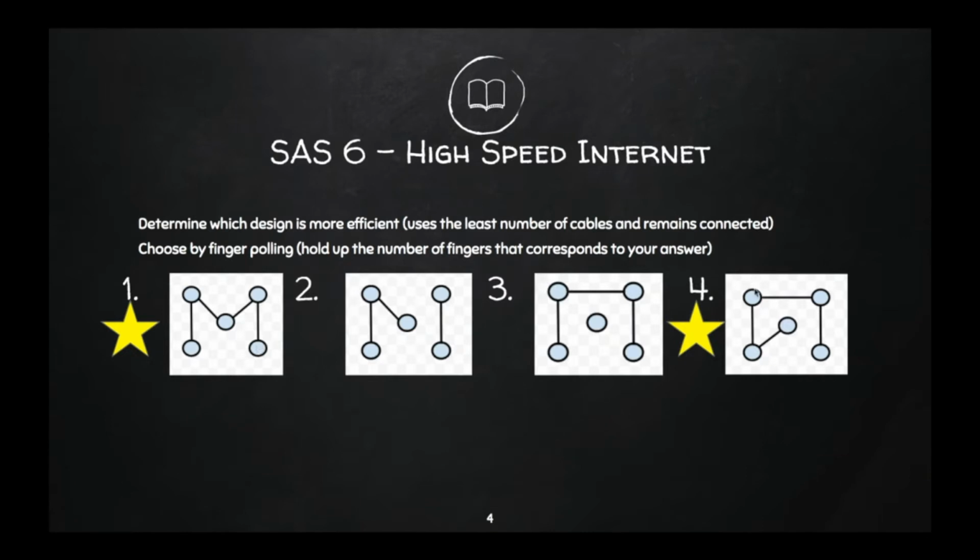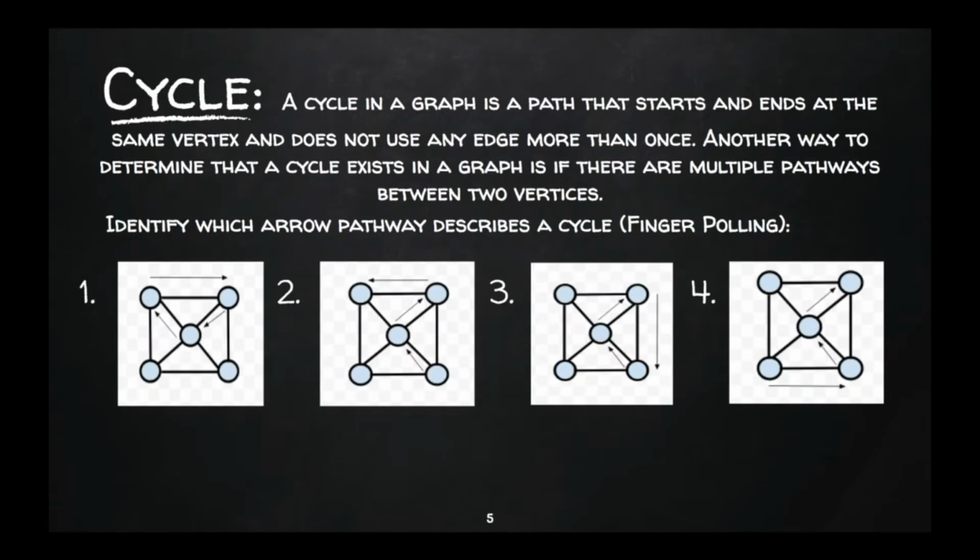If you come over here to number 4, same thing. Same number of vertices, but only 1, 2, 3, 4. 5 vertices and 1 fewer, 4 edges. All right, a cycle. This is a definition. If you look on your word wall, it's just been introduced. A cycle in a graph is a path that starts and ends at the same vertex and does not use any edge more than once.